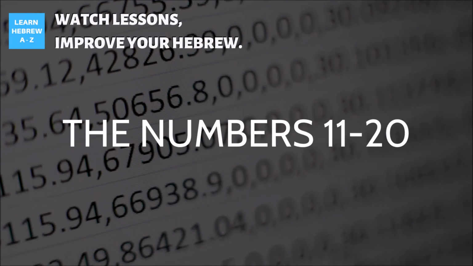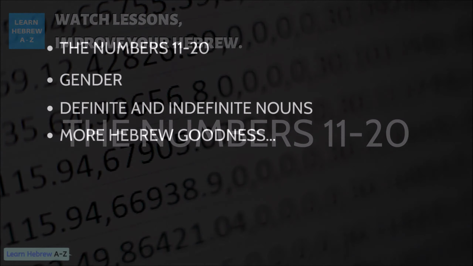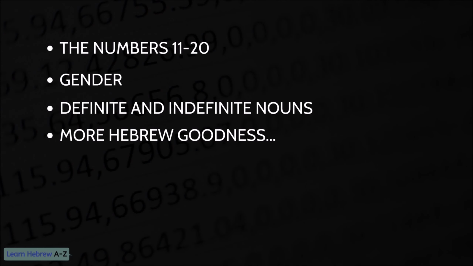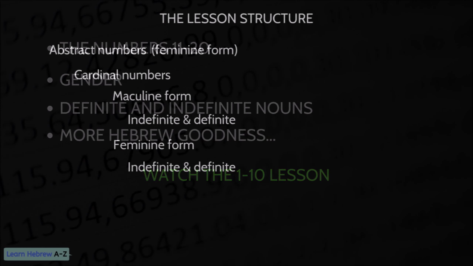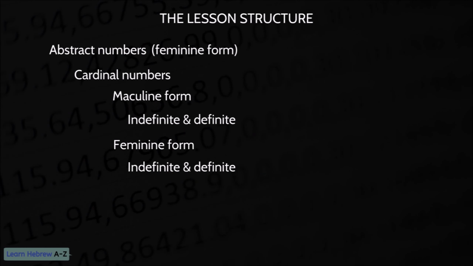This is Learn Hebrew Aleph to Tav, and in this lesson we continue our Hebrew numbers path by learning all about the Hebrew numbers 11 to 20. Before we start, I recommend you watch the previous lesson, numbers 1 to 10. Here is the structure of our lesson. Pause the video if you'd like to go over it.